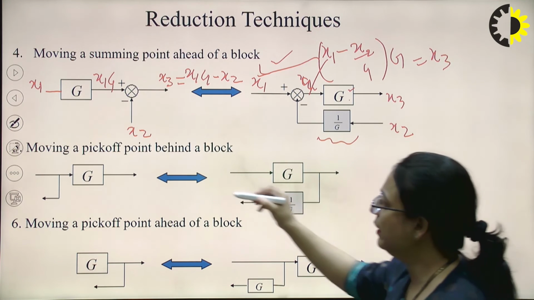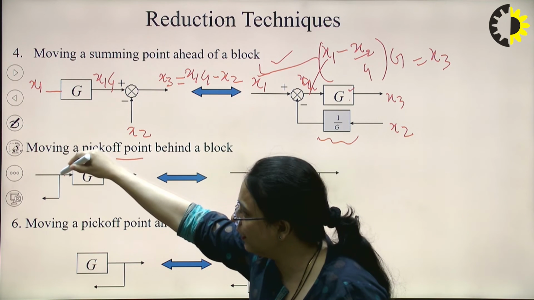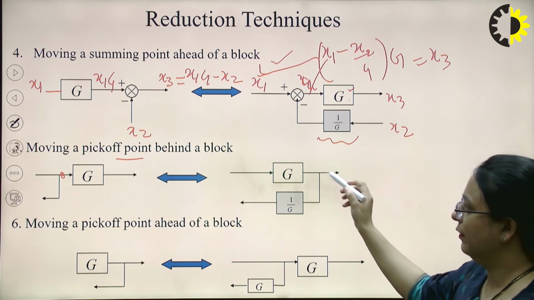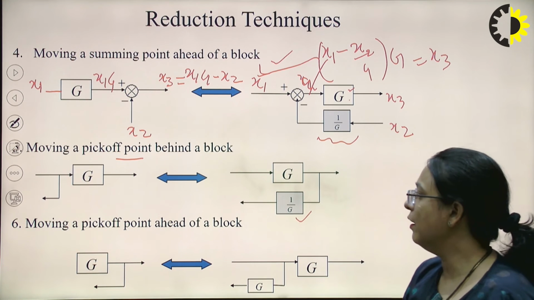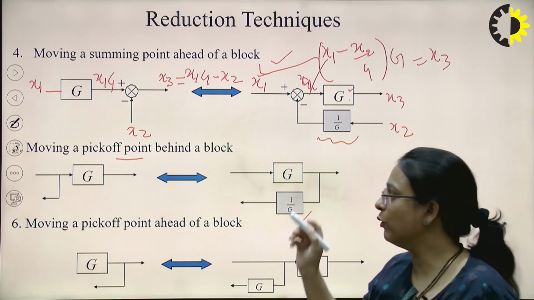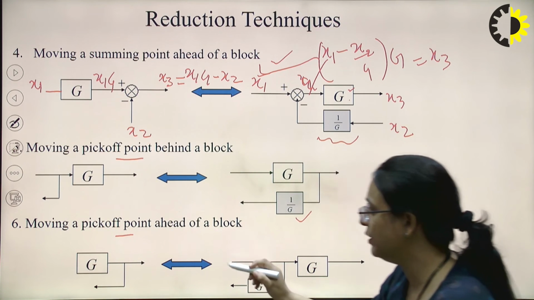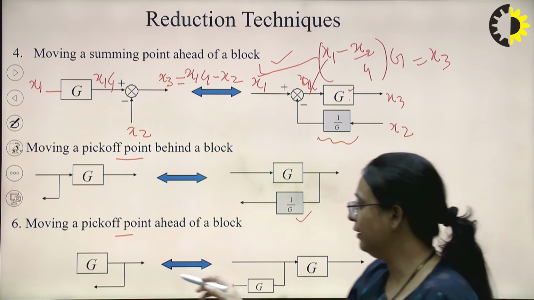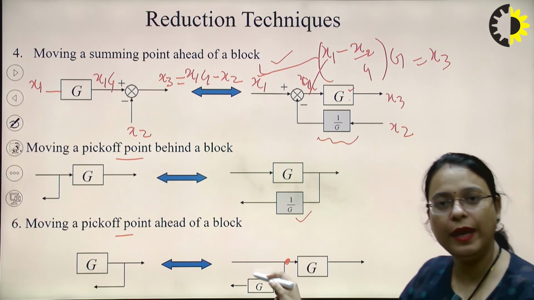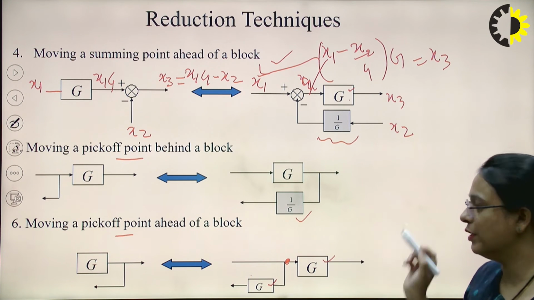Now similarly, moving a takeoff point behind a block. When a takeoff point is to be moved behind a block, we have to add another block which has a transfer function that is the reciprocal of that particular block. Similarly, when we move the takeoff point ahead of a block, the same block needs to be added in series, having the same transfer function as that particular block.